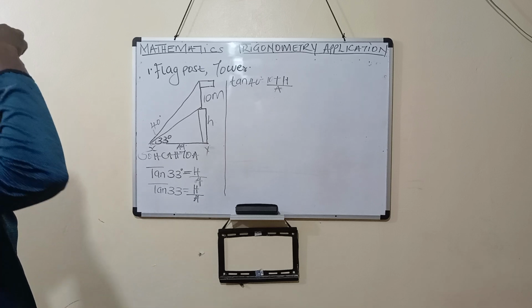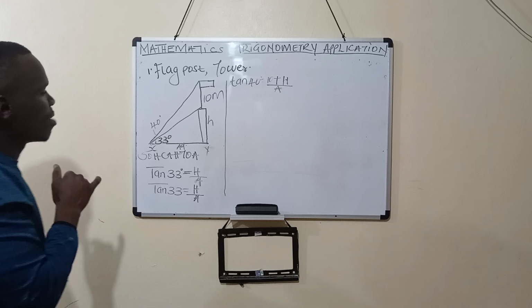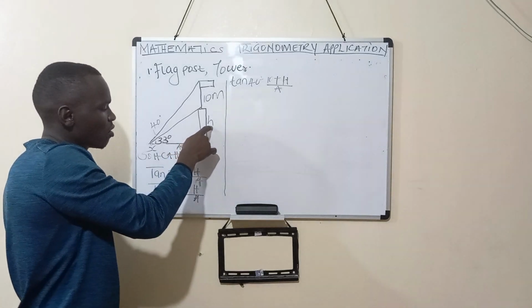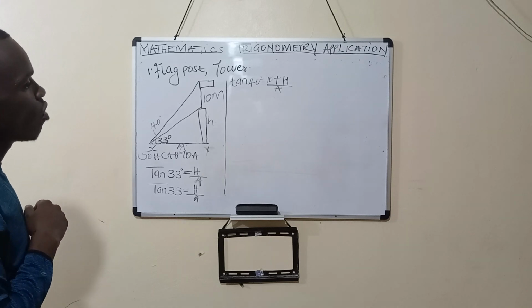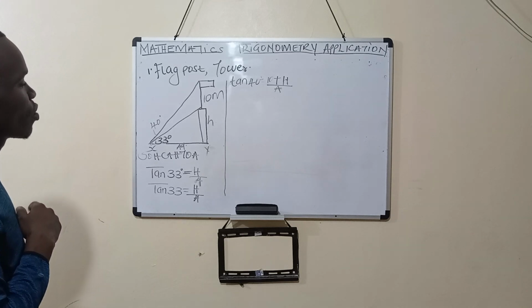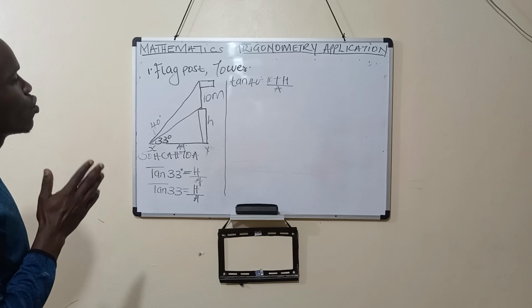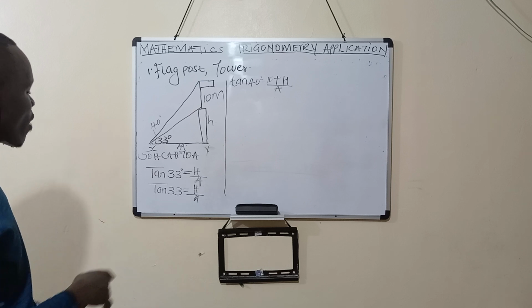And we must first of all get either of them. We either choose to get the height or we choose to get the adjacent. So in this case, allow me to choose to get the height. How can I get the height?